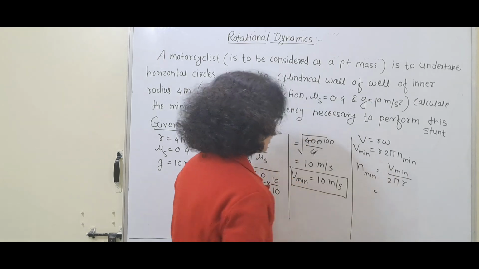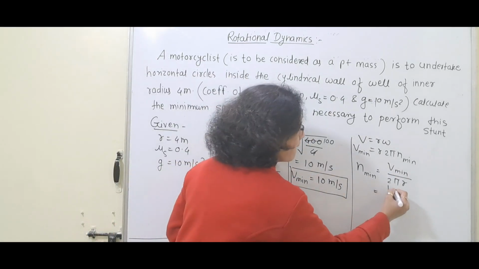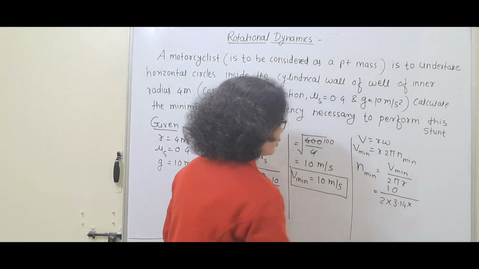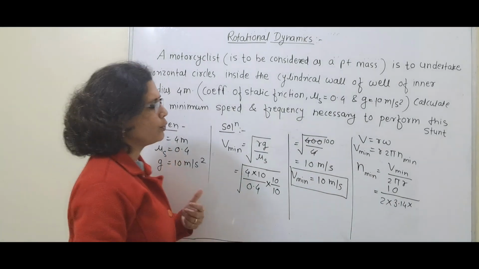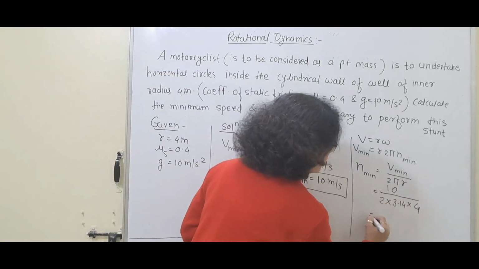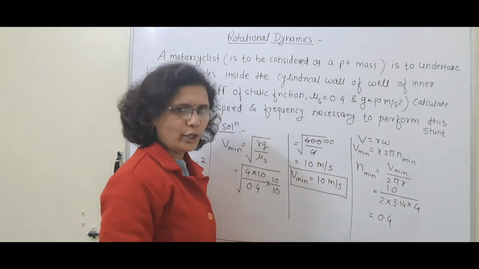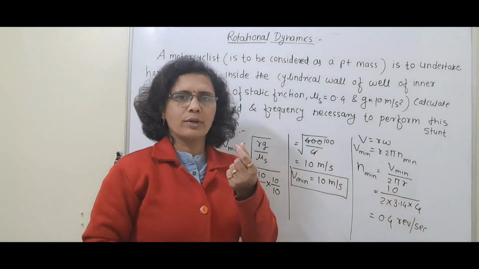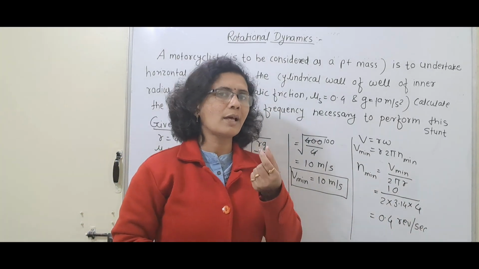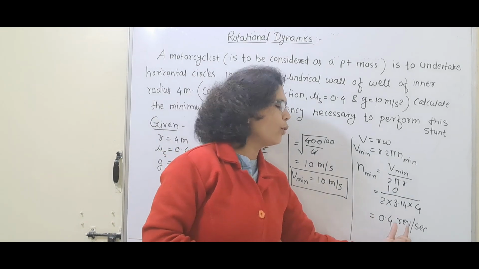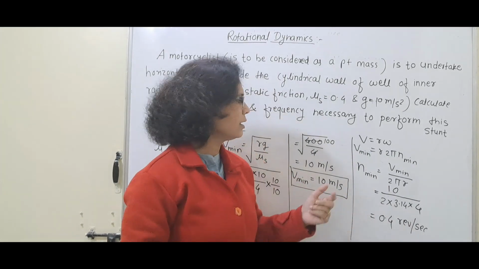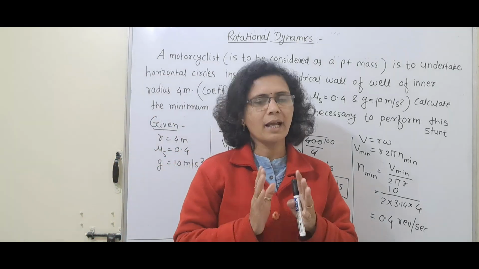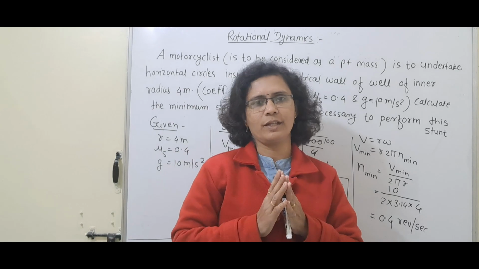So if you put the values, what is V? V is 10, divided by 2 into 3.14 into R. What is R here? R is nothing but 4 meter. If you solve this, you will get the answer as 0.4 revolutions per second. In 1 second, that motorcyclist can make 0.4 revolutions. So this is the minimum frequency that the motorcyclist must acquire to make this stunt safely.